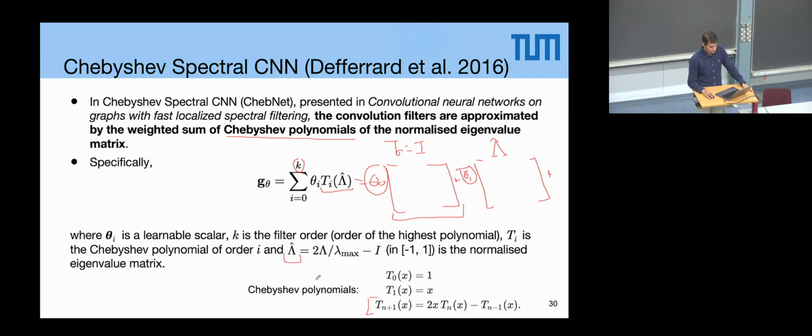We are using the normalized eigenvalue matrix, which corresponds to taking the eigenvalue matrix we had before, multiplying it by 2, dividing by the maximum eigenvalue, and subtracting the identity matrix. That's because with this normalization, the eigenvalues are between -1 and 1. Remember that for the eigenvalue matrix, the eigenvalues were between 0 and 2, so after normalizing it like this, they are between -1 and 1. And this is for stability reasons when doing these recursive multiplications.